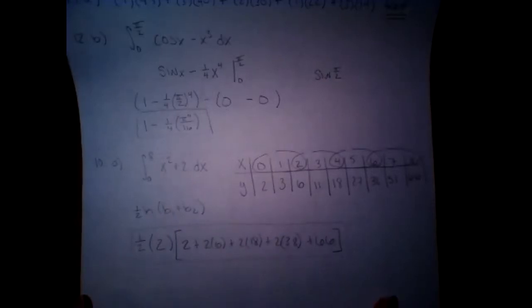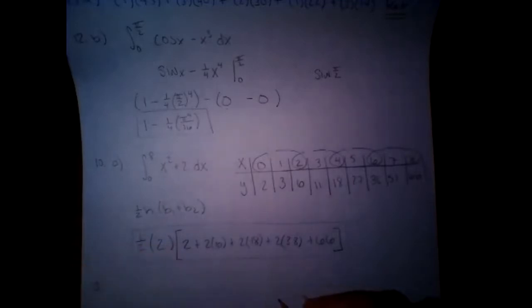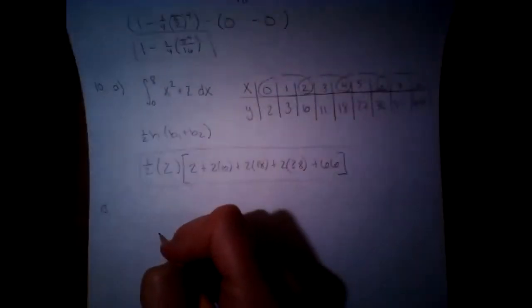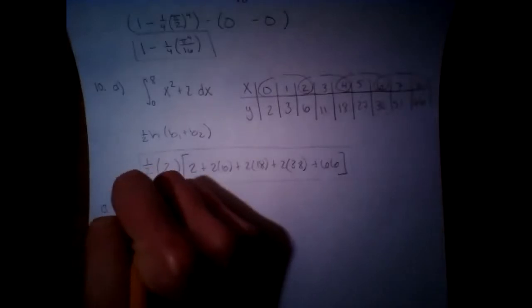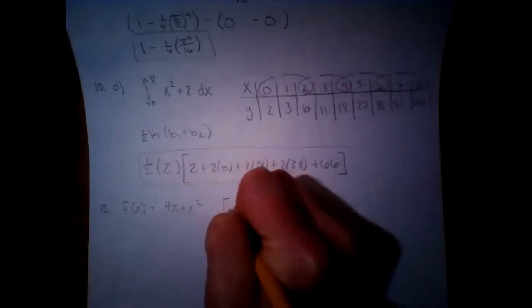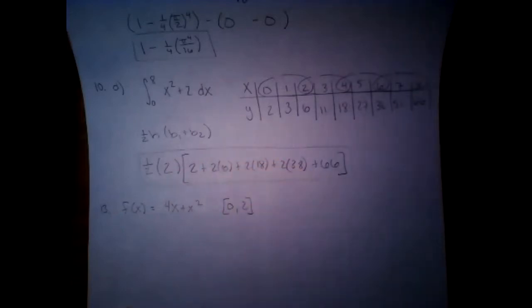All right, I can maybe do one more. Okay, I will do 13, and then we'll have to move on here. Actually, I'm not sure if I'm going to have enough room here, but we'll see. Oh yeah, I can fit 13 on here. All right, 13. Here is the function. And we're given the interval 0 to 2, and it says find the average value.